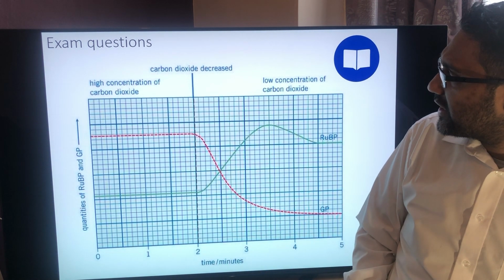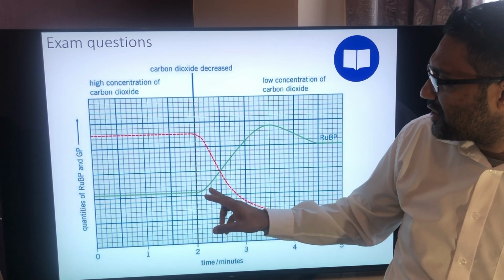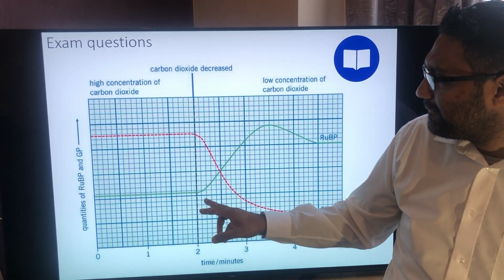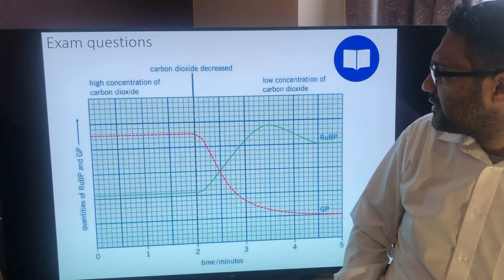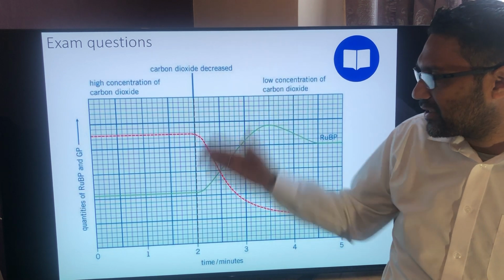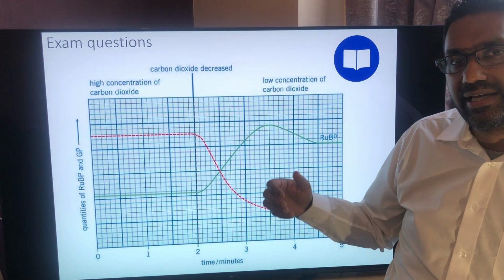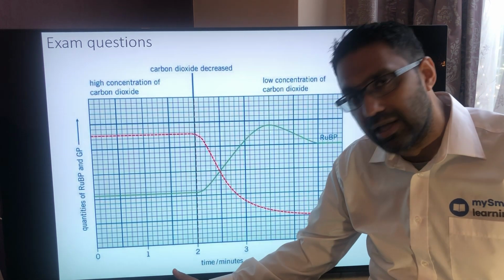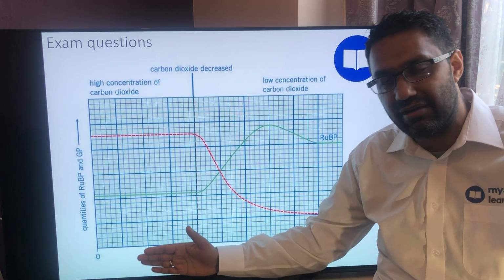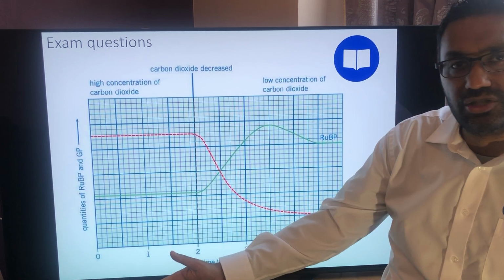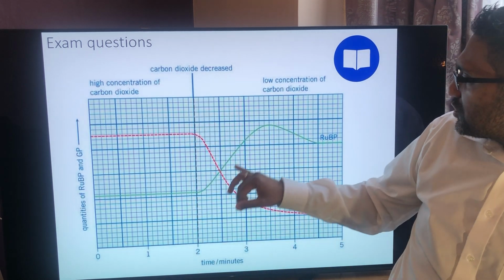You suddenly stop giving it carbon dioxide. Well, if you're not giving it any carbon dioxide, RUBP can't turn into GP. So what happens to RUBP? You're stopping the assembly line. RUBP starts to rise because you just sort of put a block in the way, and it's like a flood of it building up. There's no carbon dioxide joining onto it to turn it into that. So it starts to rise.